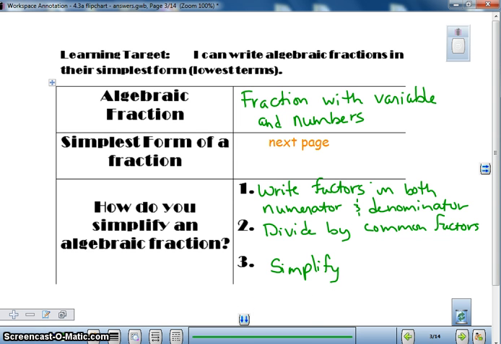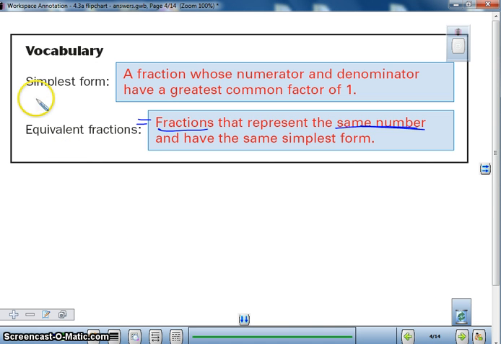Now, there's one more word that we need to look at for our definitions, and that is equivalent fraction. So here's your definition for simplest form: a fraction whose numerator and denominator have a greatest common factor of only 1. And equivalent fractions are fractions that represent the same number when they're in simplest form.